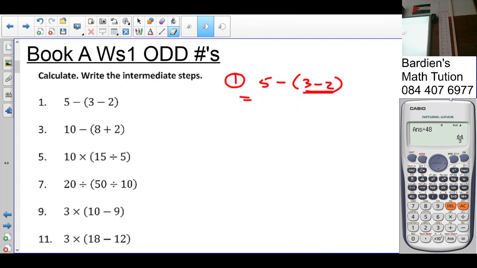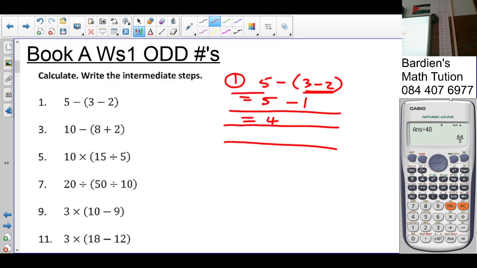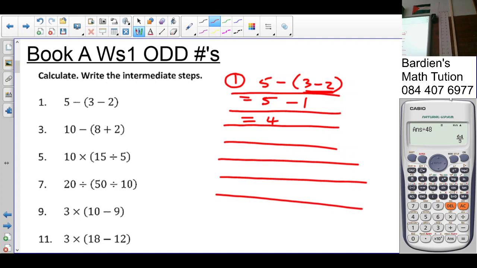What I need you to do is as follows. So it'll be 5. What's 3 minus 2? 1. And 5 minus 1 is 4. Now you skip a line. You see here? Those are the lines in your books. Okay. So here is your next one. Then you skip a line, number 3. Don't forget to write on top there: Book A, worksheet 1, odd. So later on when you go through your work and you're studying, you know where it is coming from.